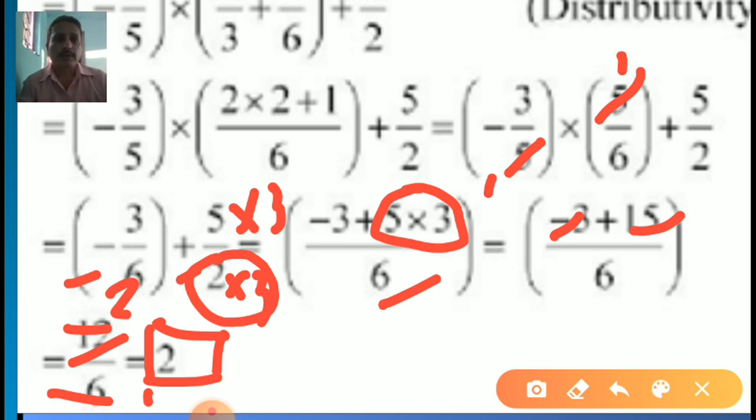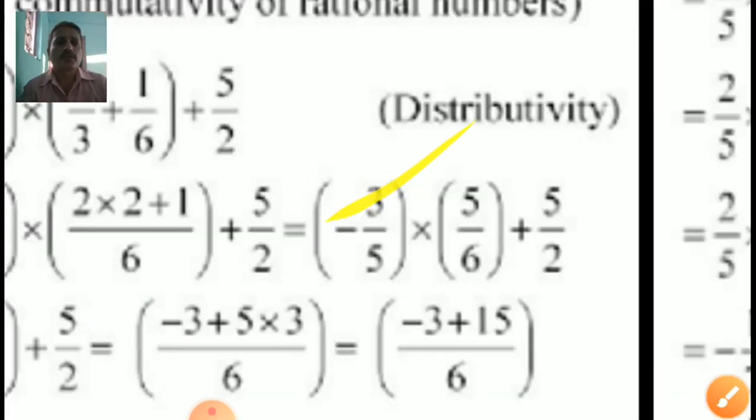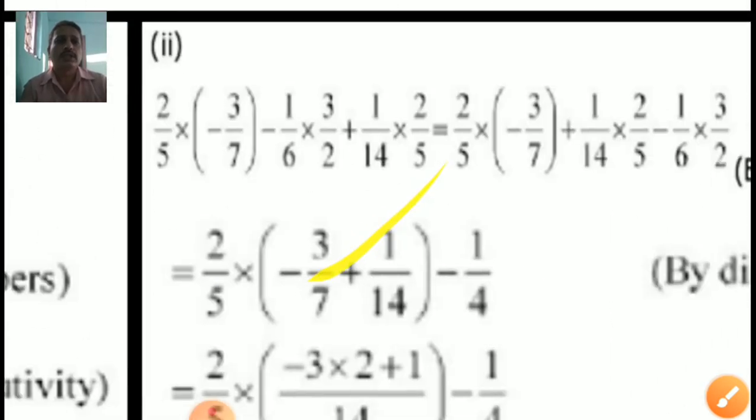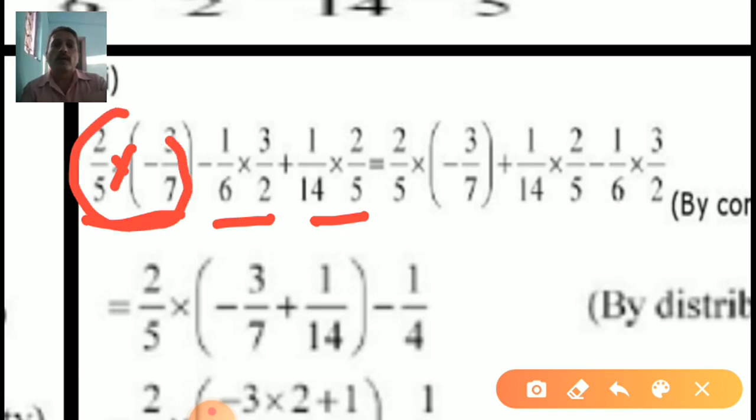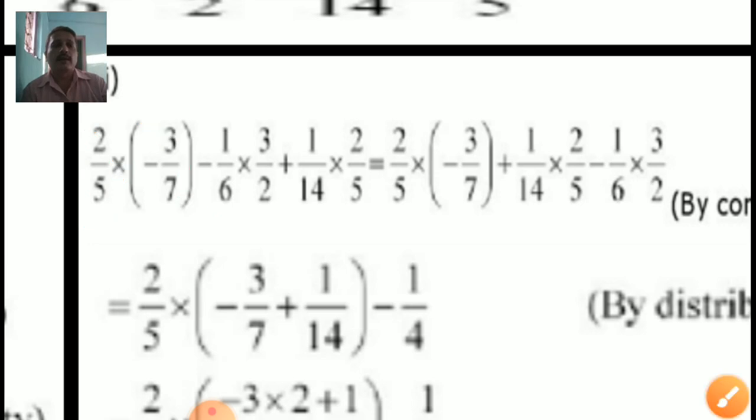Okay? Thank you. Now look at the second question. The question has terms. This is the first term. This is the second term. This is the third term. So these three terms are in multiplication form. Once again I remind you, when you find the multiply sign, take groups of numbers. Understood? Yes.